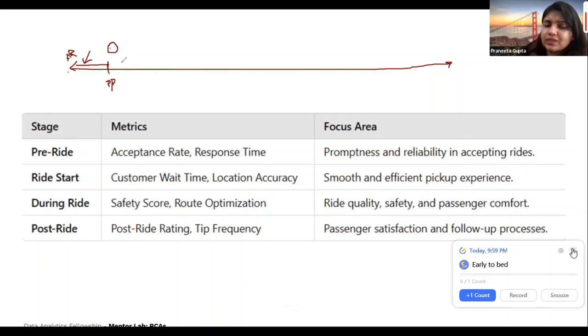The rider has entered the car, or whatever vehicle it is, whether it is an auto or otherwise. Now from this point, the journey starts and say this is the end point. Here also the same metrics will come, similar to the driver's location to pickup location point. First of all, location accuracy comes into the picture: what was the drop point versus the actual point where it was dropped. Second is ETA versus actual time from pickup till drop.